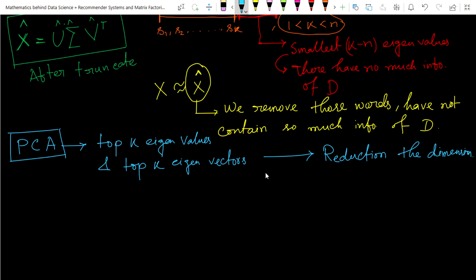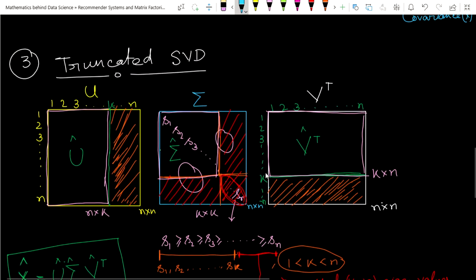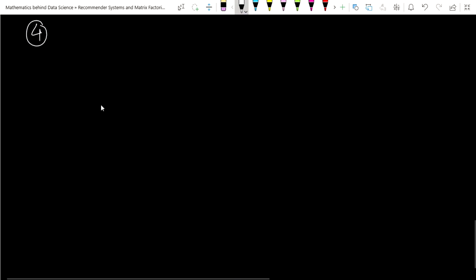Okay. Now in the third step, we calculate this truncated matrix. After this third step, the fourth step that we have to do is to calculate the word vector corresponding to each word. So let's see how we will compute this. So in the fourth step, after calculating this truncated matrix, we got this matrix X hat.